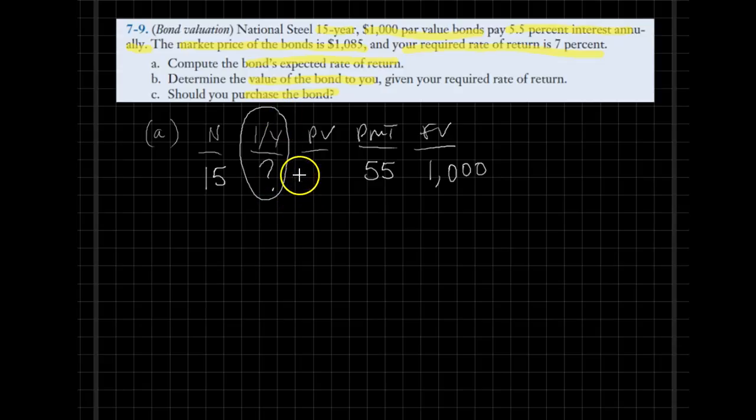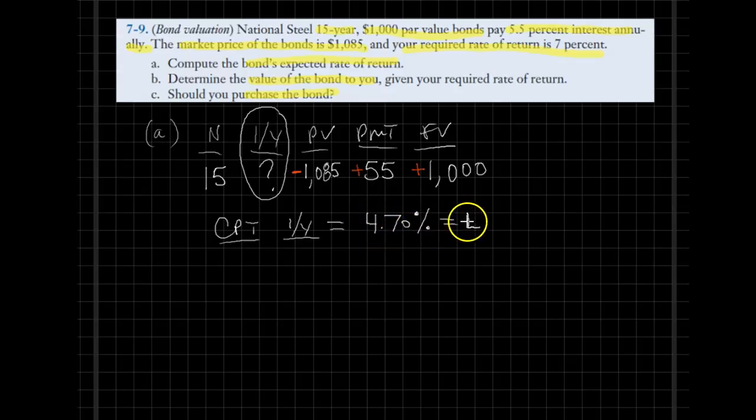And finally, the present value would be simply the market price of the bond, in this case $1,085. Now again, recall that we need to enter a negative sign in front of present value, whereas payment and future value will both be positive. So we can now confidently compute I/Y, and in this case it will come out as 4.70%, and this is effectively the expected rate of return of this bond. And that completes the first part of the problem, part A.